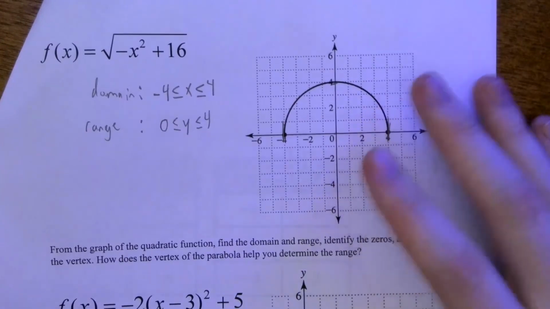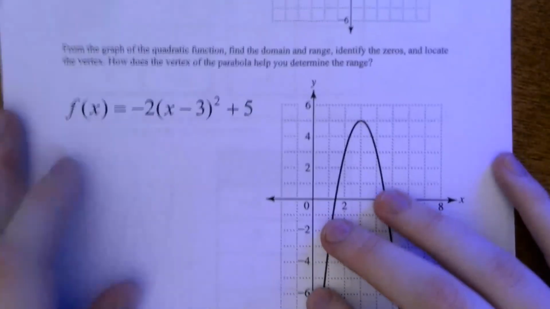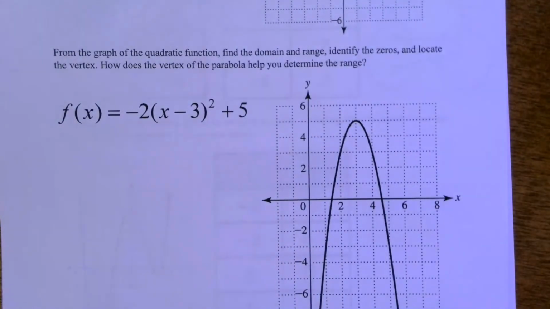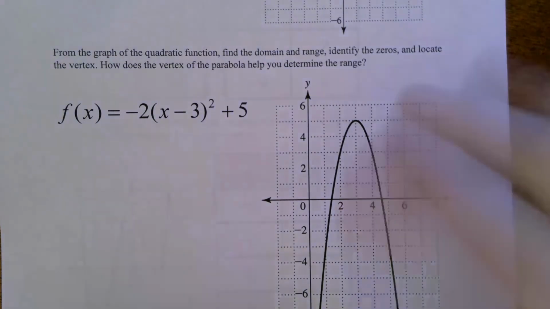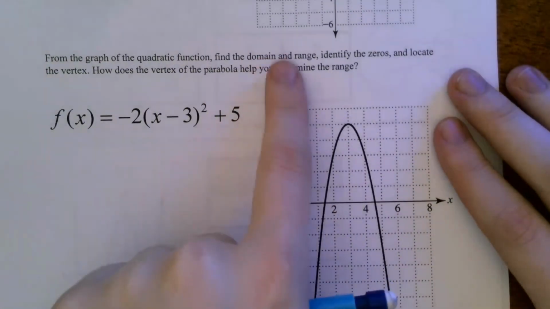Okay. Alright, what about this next one? The next one says, from the graph of the quadratic function, let's find the domain and range, identify the zeros, and locate the vertex. So let's do the domain and range first, since we already know what those mean.